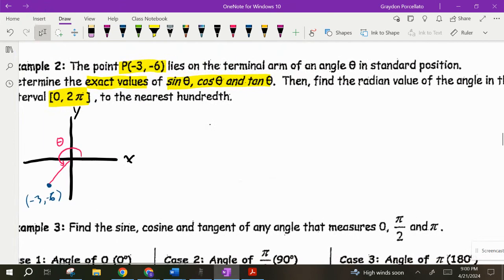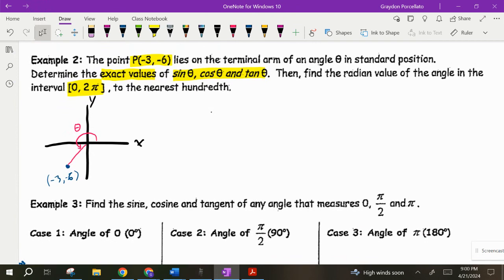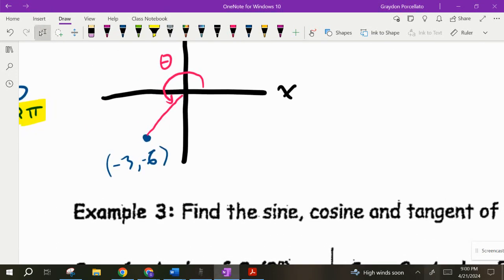Sorry for the zooming in and out there. Let me just get that fixed. So let's draw out our triangle here. I'm going to zoom in particularly close and create a nice little right angle triangle. Let's do it in green. We know that this green value is our y. That's -6. We're going down 6 units.